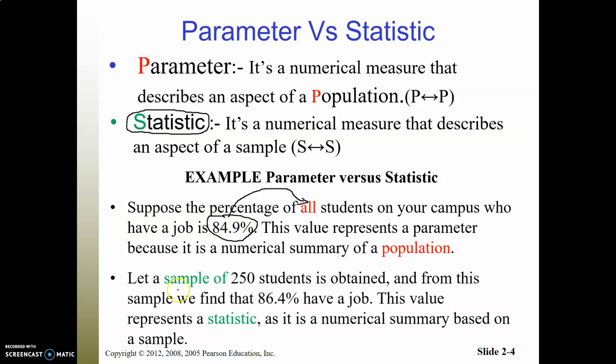On the other hand, a sample of 250 students is obtained, and from this sample it was found that 86.4% have a job. This value represents a statistic. Why? Because this 86.4% belongs to a sample of 250 people. It describes an aspect of a sample. For this reason, this is an example of a statistic.